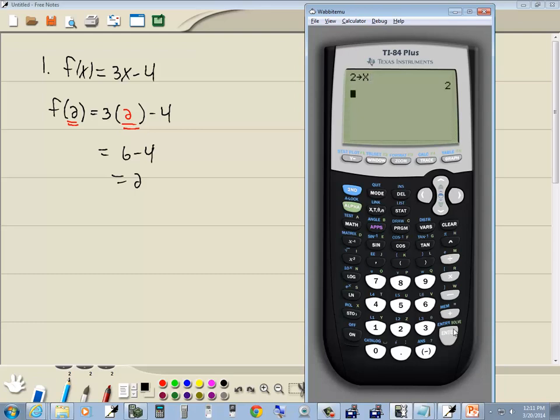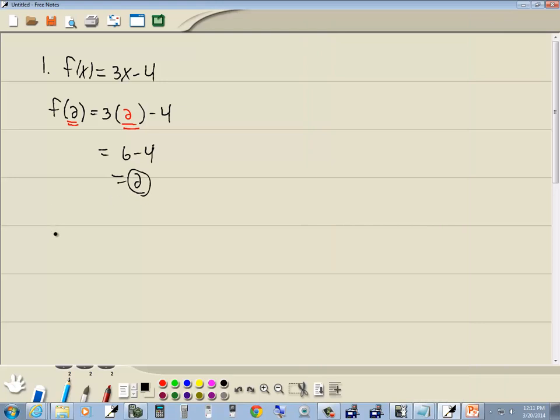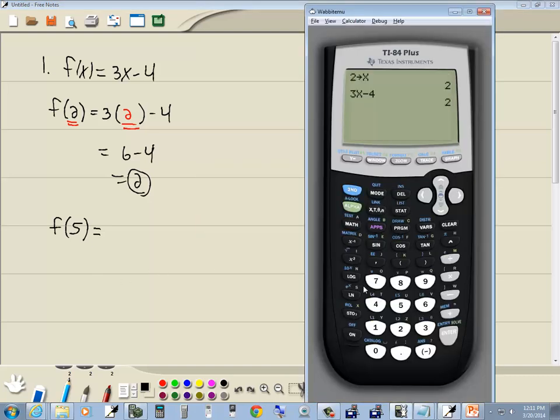So press enter. And then I just type in 3x minus 4, and enter. And you see it gives us 2, which is what we came up with as our answer. Now let's say I want to do a different one now. F of 5, for example. Well, I put 5, and then I'm going to store it in x, and then press enter. So I just put 5 in x.